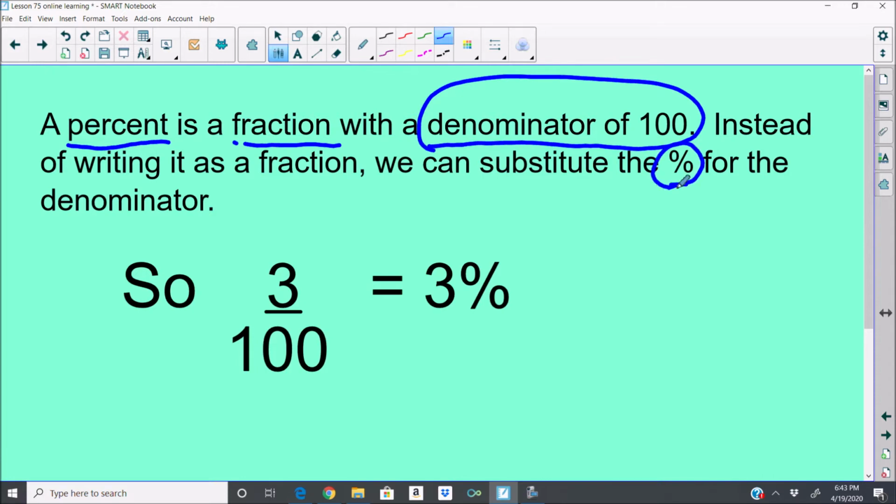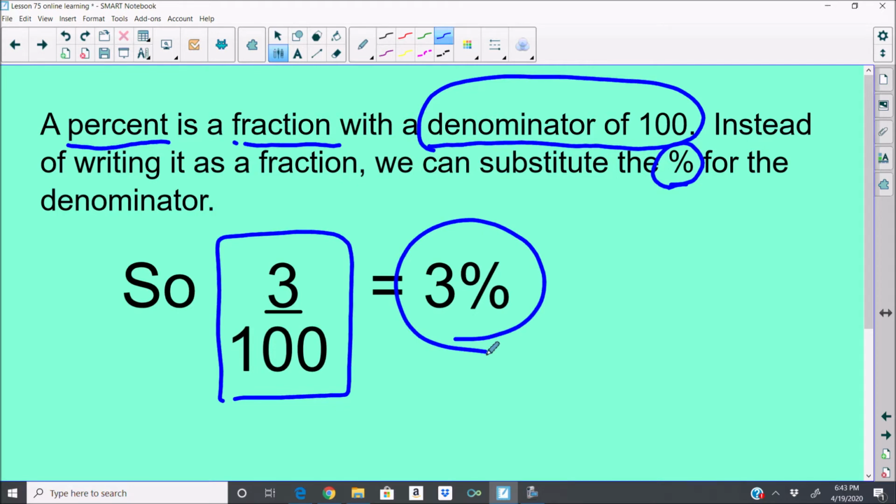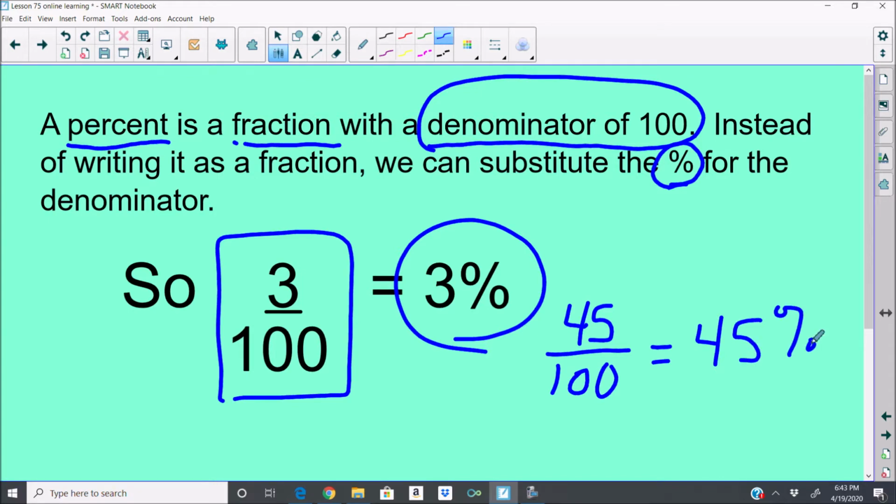So 3/100ths, this is a fraction that has 100 as the denominator. We simply change the denominator for a percent sign. So 3/100ths equals 3%. So any number I put there, let's say I have 45/100ths, that's going to be 45%, okay? That's really simple, right?